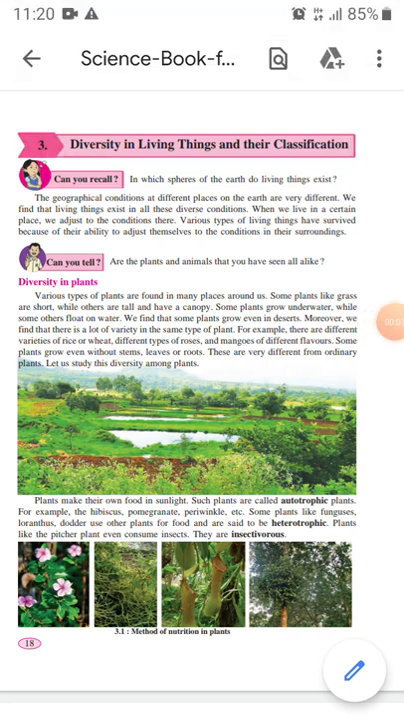Hello student, today we learn 6th standard general science. In that, lesson number 3, diversity in living things and their classification.